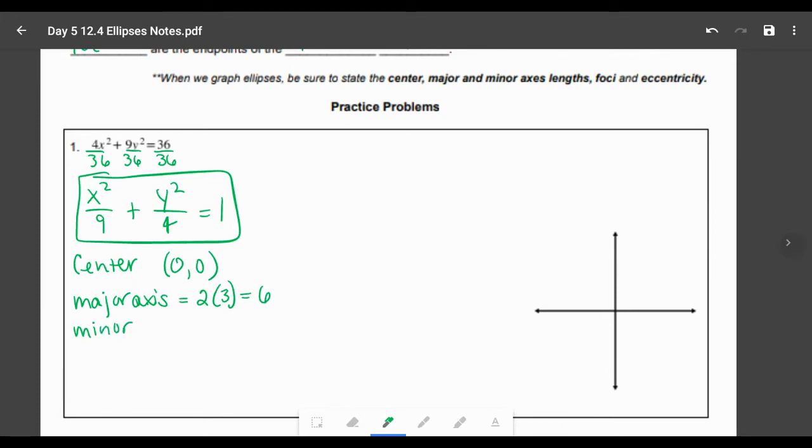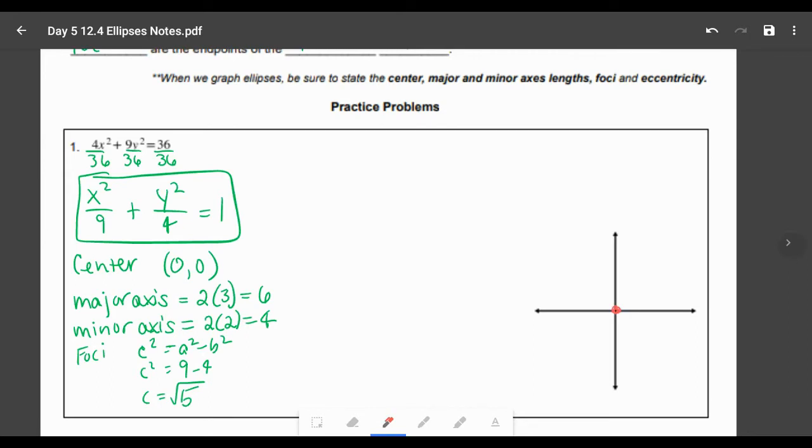And then the minor axis is going to be related to the 4 in the denominator, because remember 4 is less than 9. So if I take the square root of 4, that gives me b equal to 2. And so 2 times 2 is equal to 4. All right, for the foci, we're going to have c squared equals a squared minus b squared. And a squared was 9, b squared was 4, and if I subtract those and take the square root, I get c equals square root of 5.